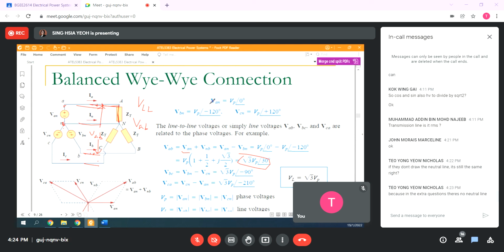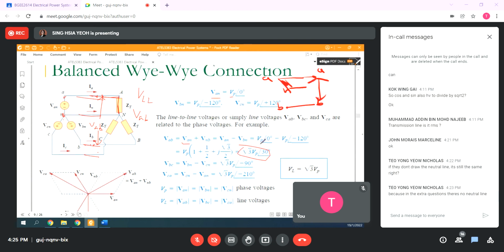So why do they need to use a formula to convert? Can you see? This is AN point, AN point. But the line to line, the B point is here. So AN value, is it the same as AB value? Different, right? So AN and AB are different, which means you have to use a formula to convert. Like that only.